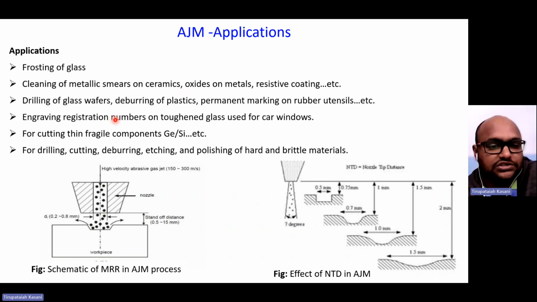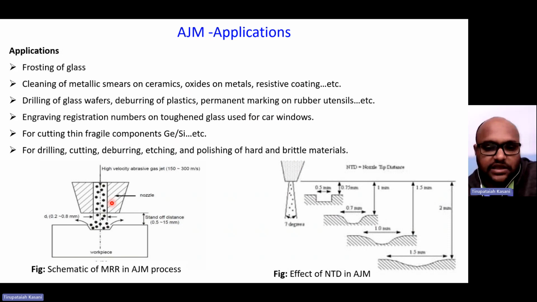Okay, engraving registration numbers. Nowadays we can see in society that a few cars, high-end cars, are making the numbers using this technique only over the glass. And for cutting thin fragile components, germanium or silicon, etc., means materials which are fragile in nature. And finally, for drilling, cutting, deburring, etching, and polishing of hard and brittle materials, we will use this abrasive jet machining.